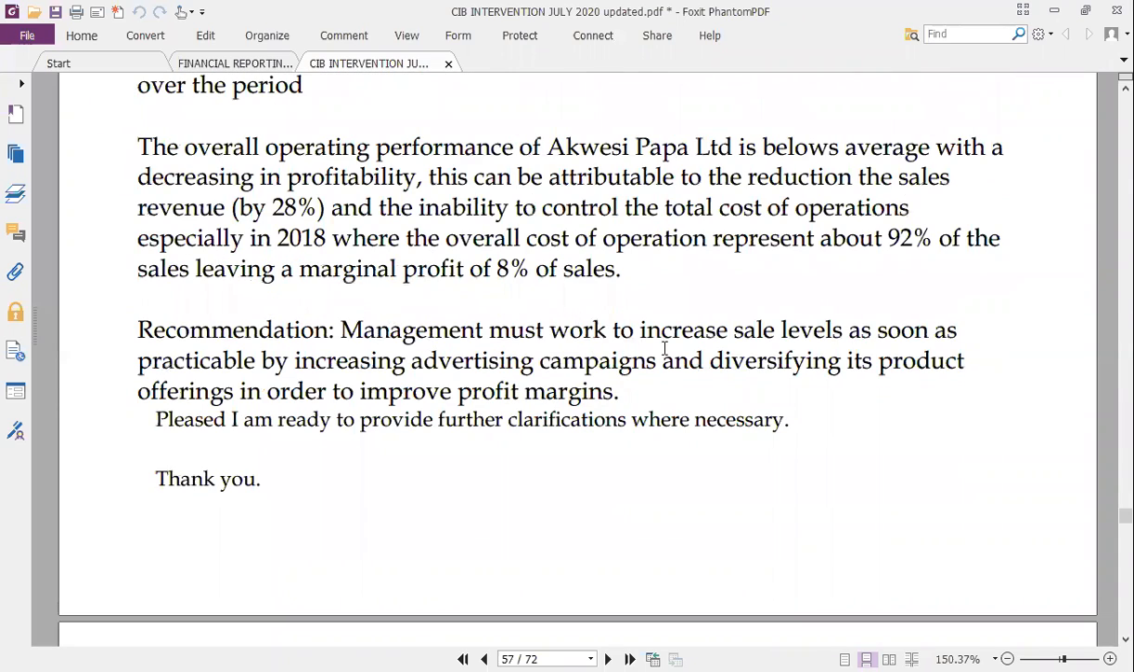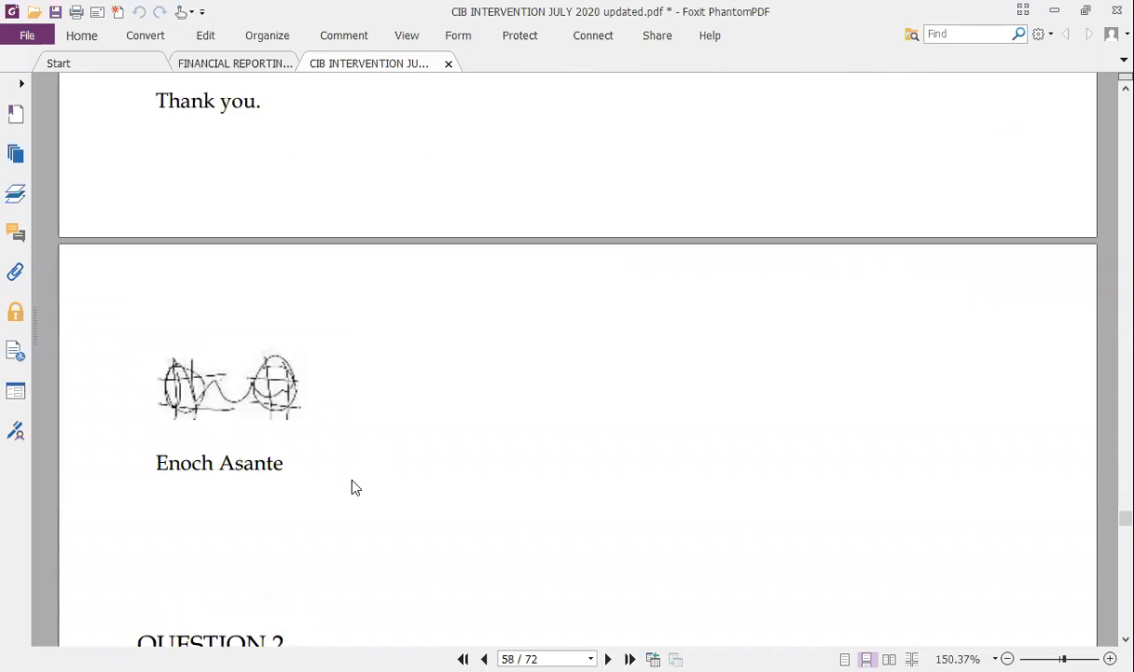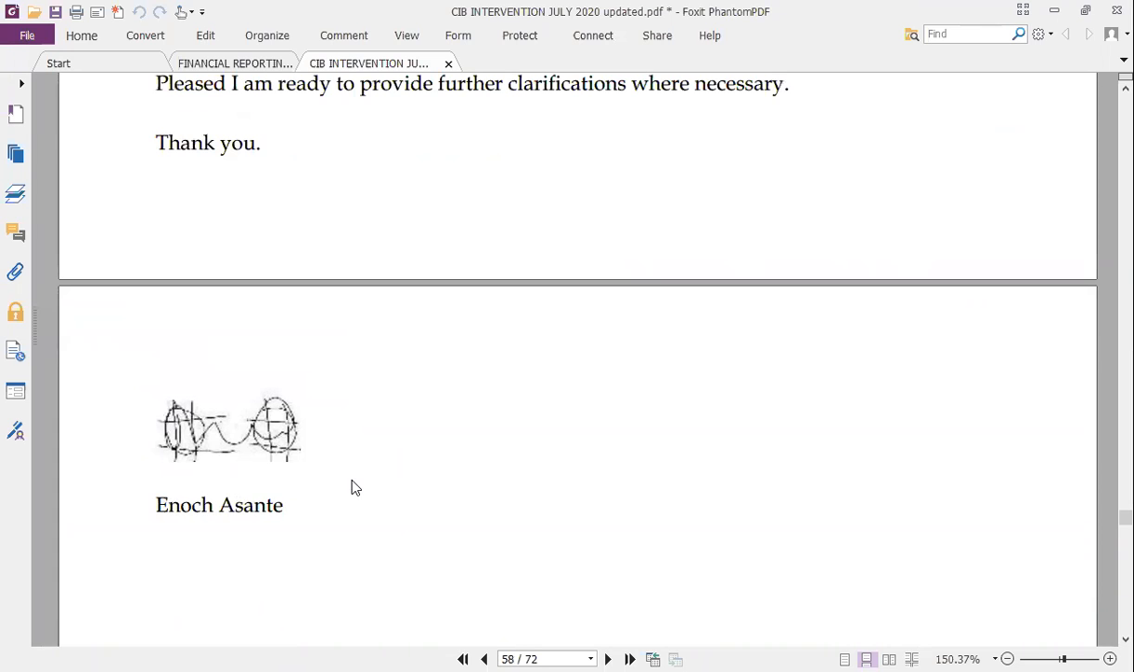Recommendation. Management must work to increase sales levels as soon as practicable by increasing advertising campaigns and diversifying its product offering in order to improve profit margin. Please, I'm ready to provide further clarification when necessary. Thank you. Write down the recommendation. You sign and write your full name, Enoch Asante, and you sign.